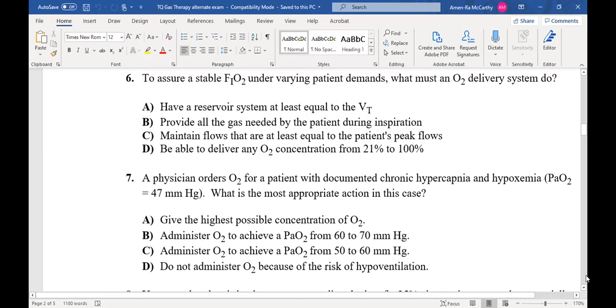You don't know anything about peak flows. The peak flow is what you exhale. Remember, when I blow out real fast, that's a peak flow. We're not worried about that. The system that we set up, whether it's the aerosol trach collar or aerosol T-piece, the total flow must be able to meet all of the patient's demands. So the best choice would be B: provide all the gas needed by the patient during inspiration. What he needs, you've got to give him what he needs.